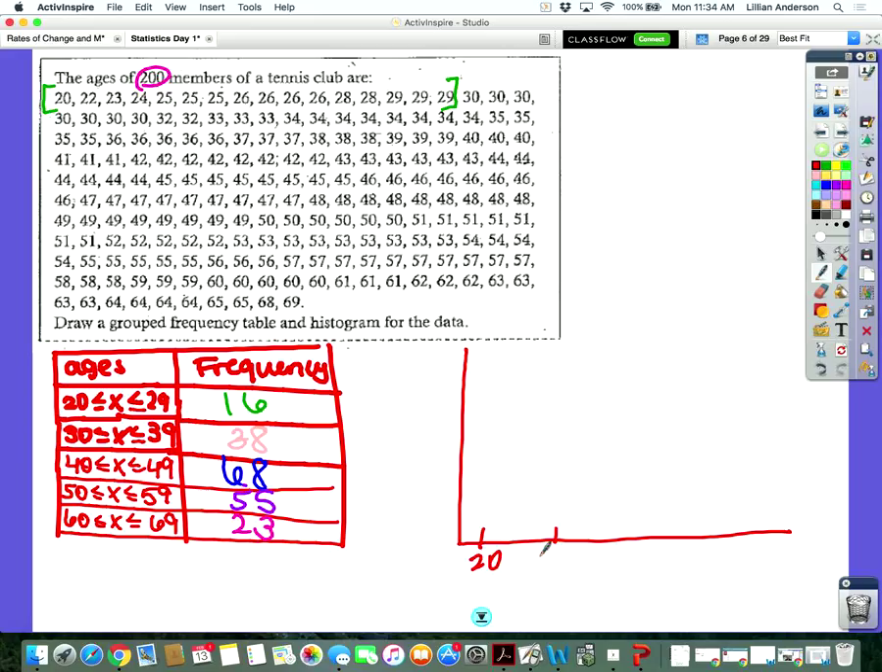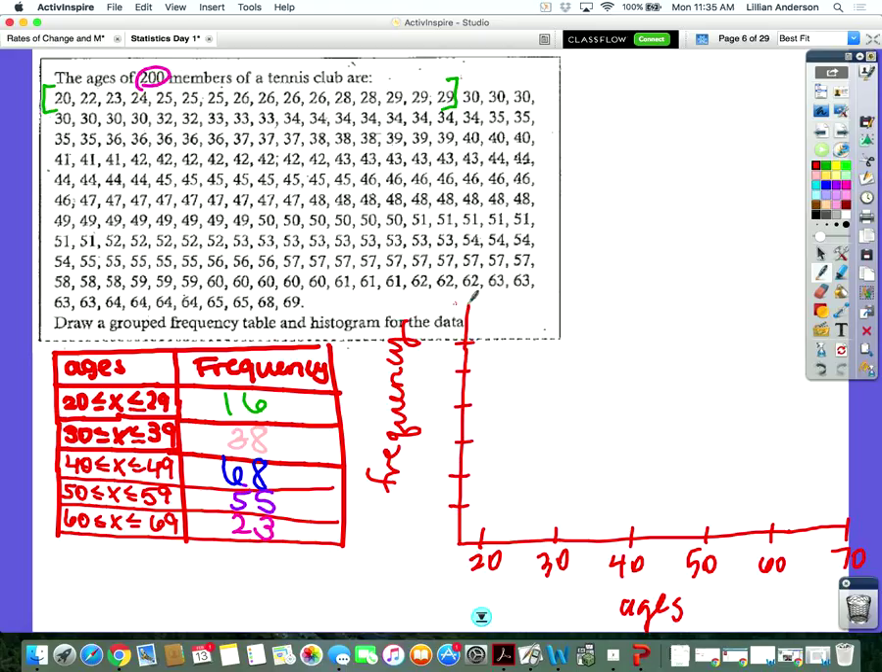All right, so here we go. Let's go ahead and set up our graph. We're going to label 40, 50. These are our ages. Y is still our frequency. We're going to go by 10s, 20s. Five, no, 5 all the way to 70. I'm going to go by 10s. I would have done by 12.